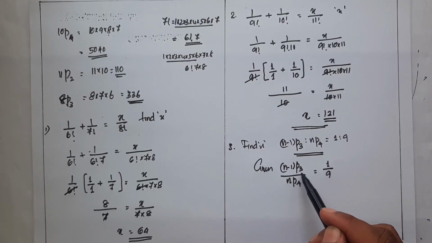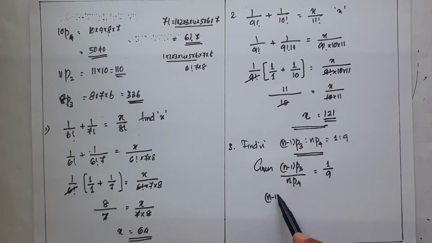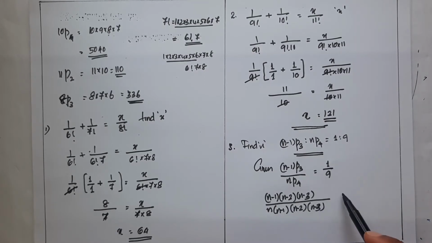(n minus 1)P3 is 3 digits going forward from n minus 1, that is n minus 1 into n minus 2 into n minus 3. The whole divided by nP4, that is n into n minus 1 into n minus 2 into n minus 3, 4 digits, is equal to 1 divided by 9.